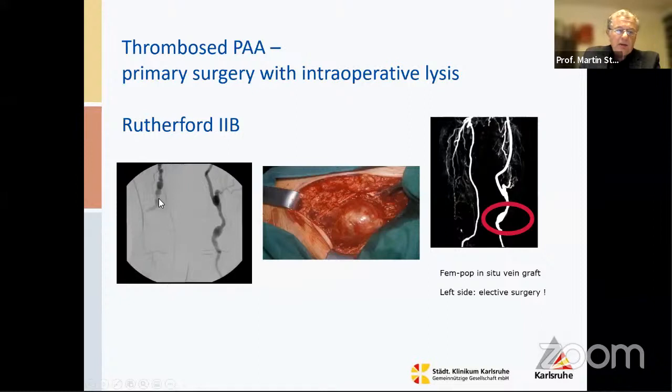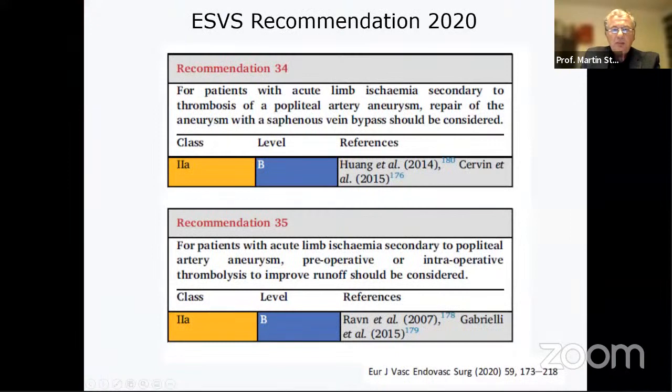It is a theoretical possibility to do a preoperative lysis, but you can also do on-table lysis. Sometimes the runoff is so poor that the bypass doesn't really work. So we have a complication rate of up to 30% in these patients.